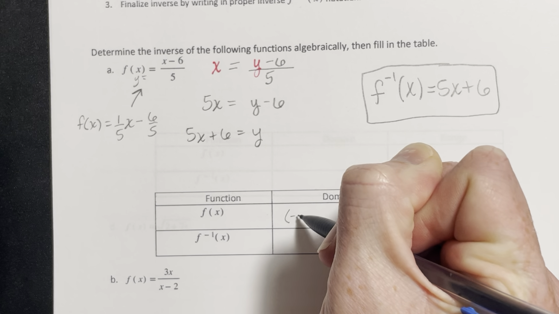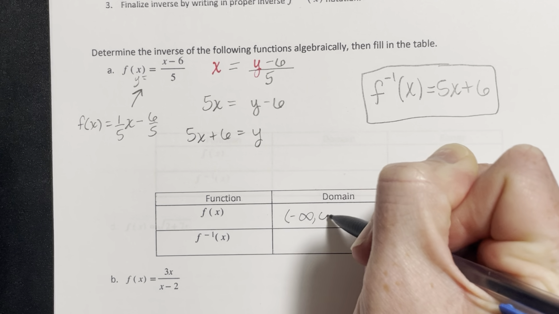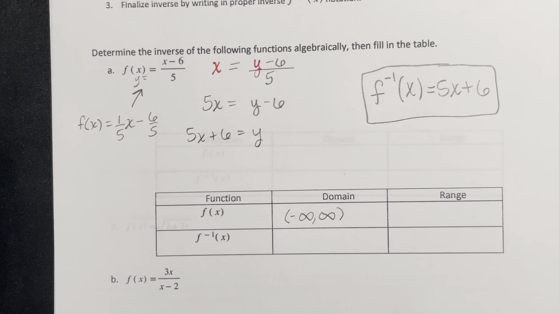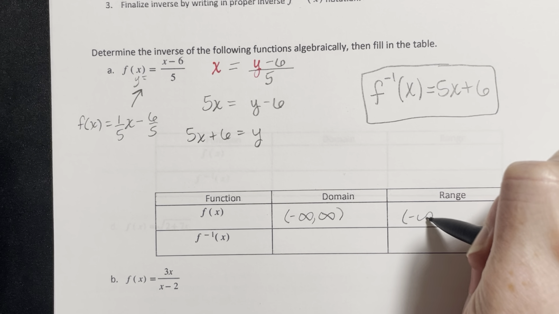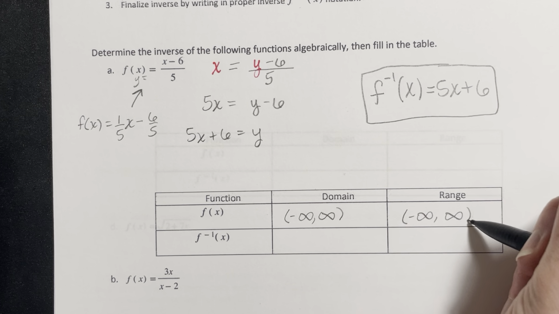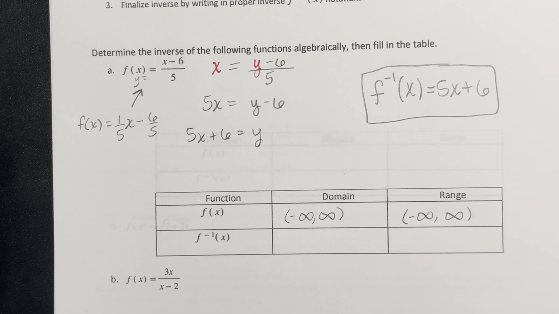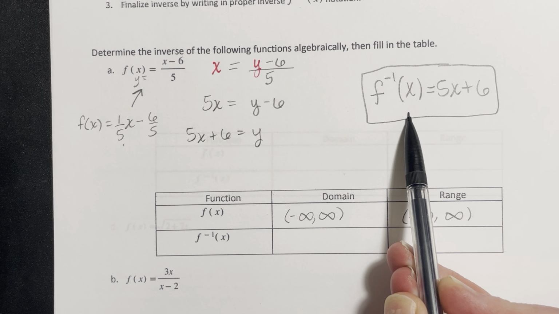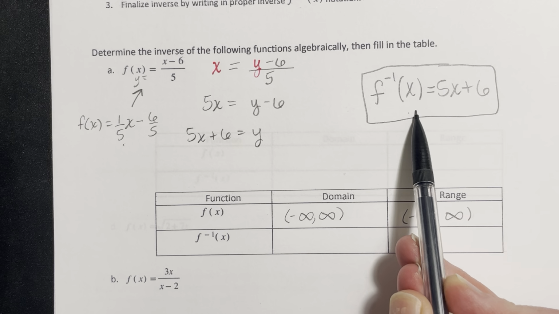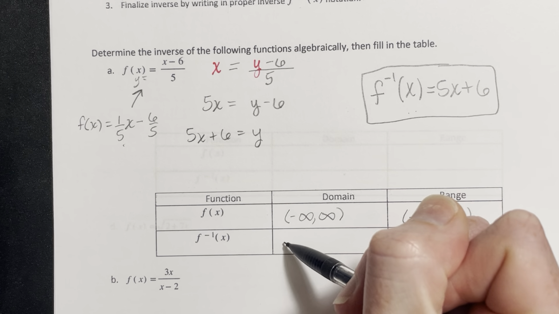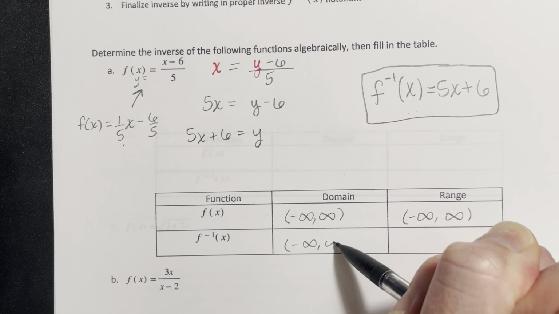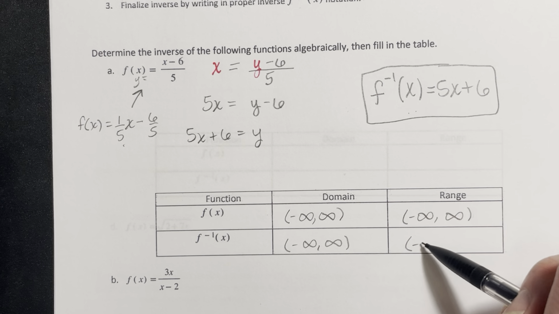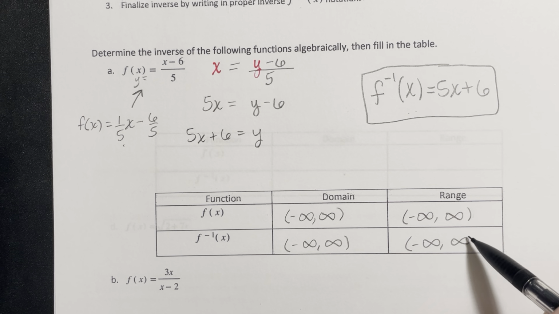Now written this way in slope-intercept form, it might be more obvious that this is a linear function whose domain would be negative infinity to positive infinity, and whose range would also be negative infinity to positive infinity. The inverse of that linear function was another linear function, 5x plus 6. This function also has a domain of negative infinity to positive infinity, and the range is negative infinity to positive infinity.